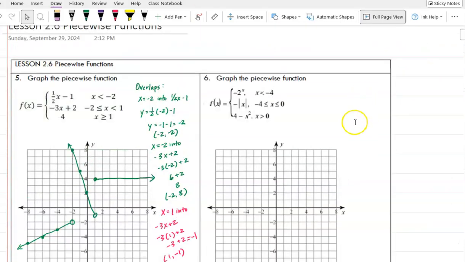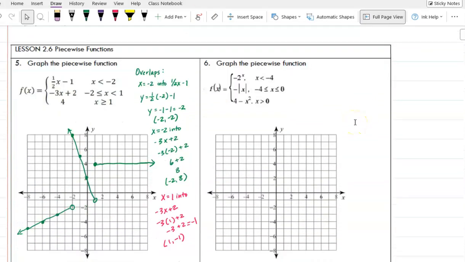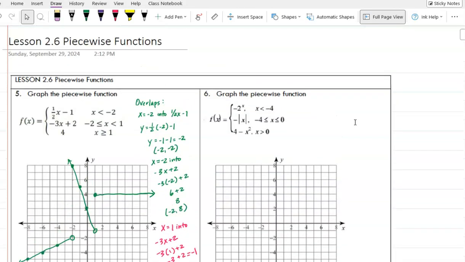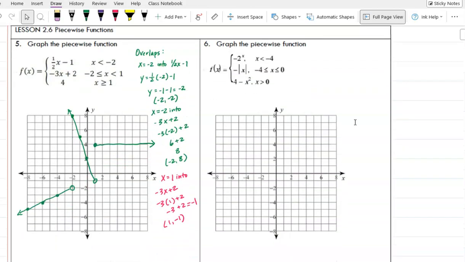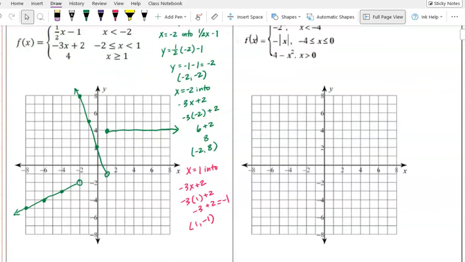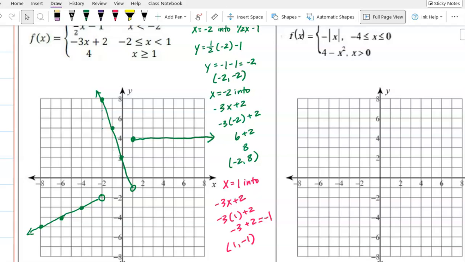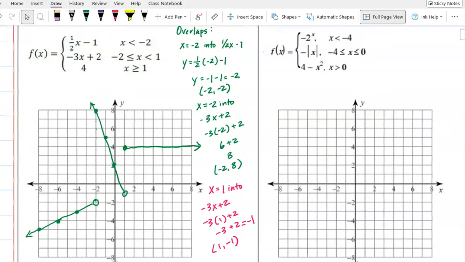Okay, so I'm going to work out, on the video, just an overview and work out a couple of problems from lesson 2.6, piecewise functions. So I did number 5, and it's made up of mainly linear functions, but one of the things that I want to focus on is the overlap. And you notice that negative 2 is an overlap, the end and the beginning of two functions. Negative 2 is included in the second function.